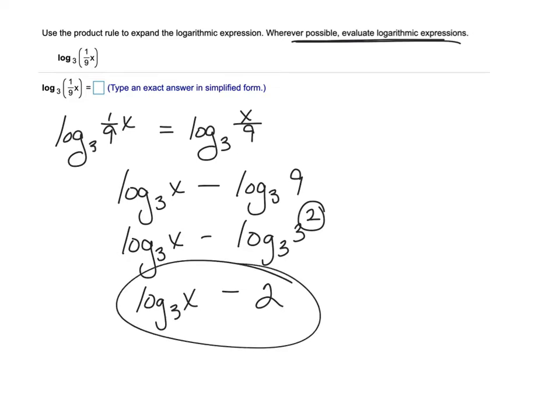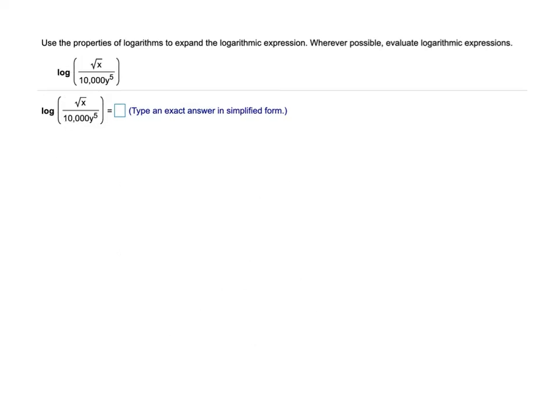This is my answer. All right, this one looks really large, so I wanted to work it. Before we get started, let's rewrite a few things. I am going to rewrite x, the square root is x to the 1/2. Right, and we've got, what, 10,000 y to the 5th.